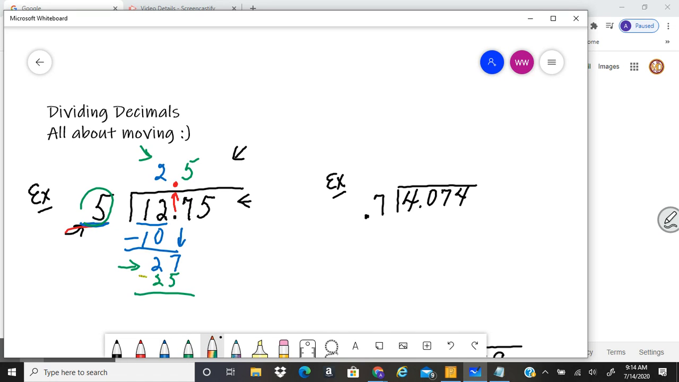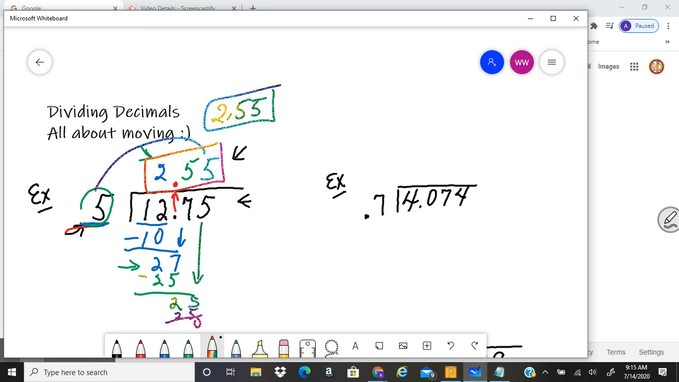Bring the 2 there. Drop that 5 on down. Then 5 into 25 goes 5 times, right? Multiply the 5 times the 5, and that's 25. The remainder is 0. So your final answer is 2.55. Okay, now let's go check out this other one sitting here.